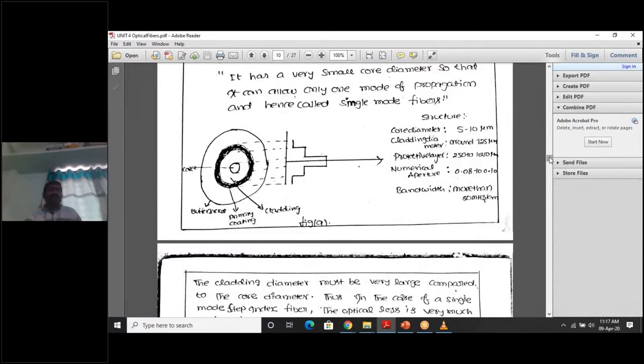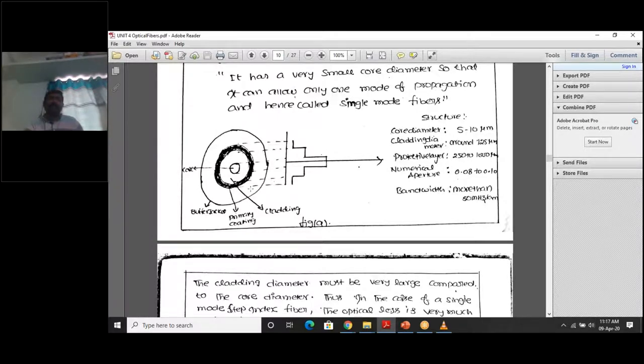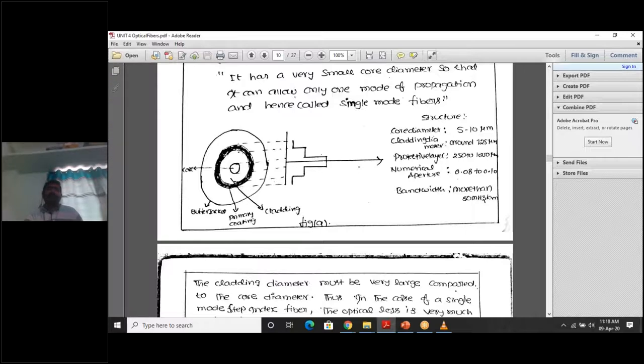So this is the structure of the step index optical fiber. If you cut the optical fiber horizontally, you will see three parts. The middle part of the optical fiber is called the core. This white part is called cladding. And this dark line is called primary coating. And this is the buffer jacket or protective jacket.